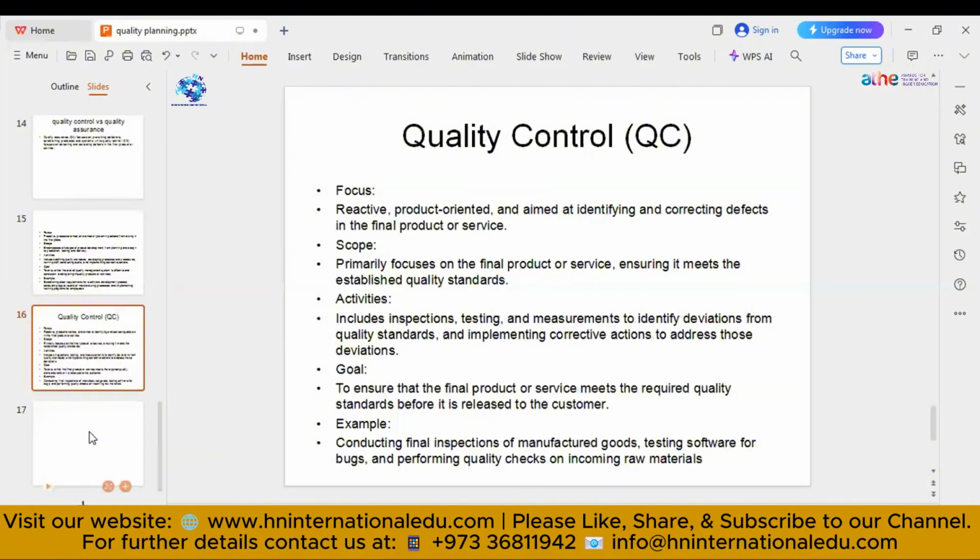Okay, Ritaj, can you read the quality control one? Just go through it. We have discussed it.